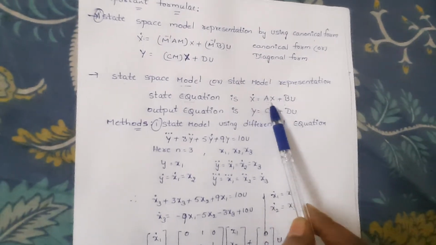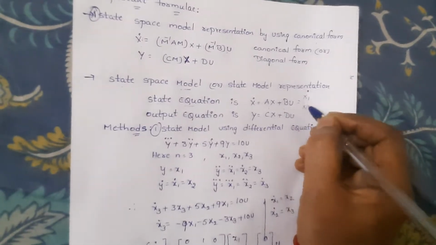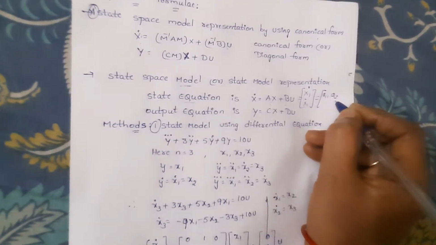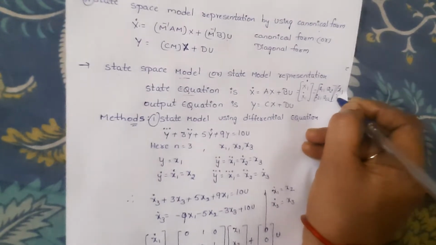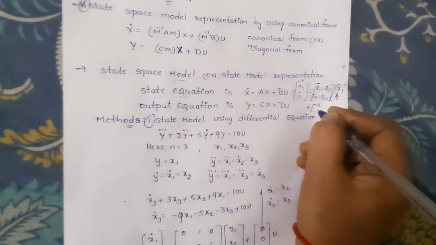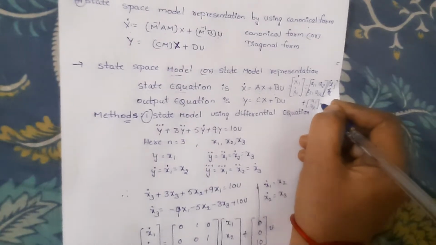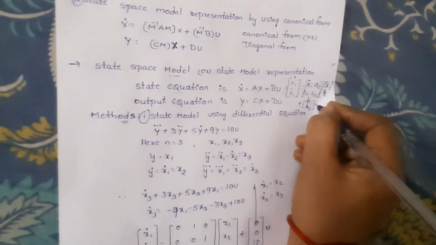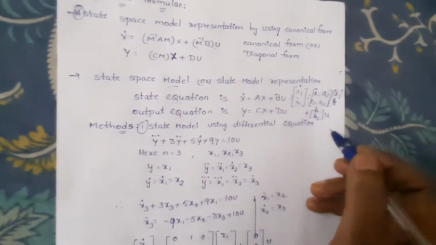See this equation, the state model equation, x dot is equal to ax plus bu. It is nothing but x1 dot, x2 dot is equal to a11, a12, a21, a22 into x1, x2, plus the b matrix, b1, b2, into u. You are going to get u. That means x dot is equal to ax plus bu.